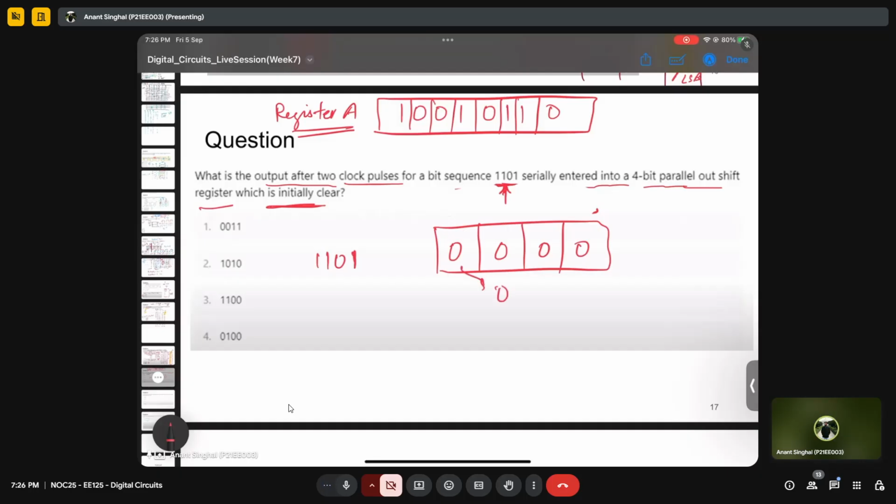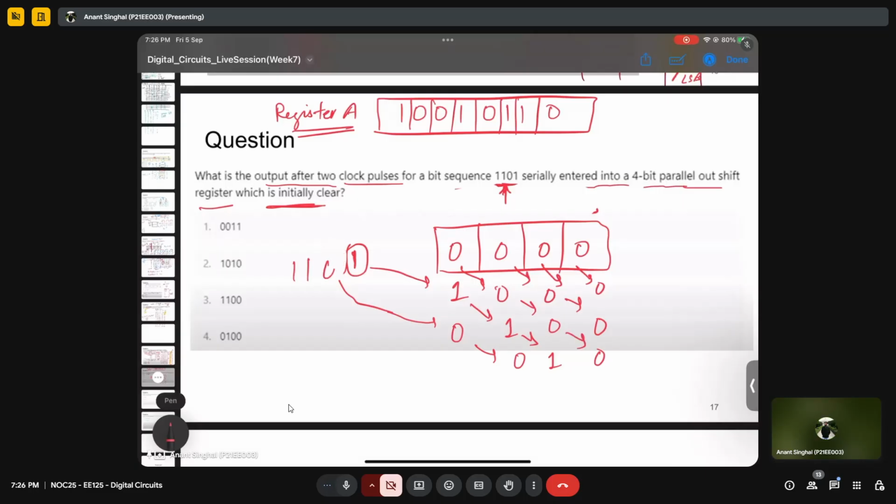So in this shift register, at the first clock it will be 0 0, and then this one will be fetched here. The next input will be 1 0 0. Then this 0 will be fetched here. Then this will be 0 1 0. Then this 1 will come here. Then it will be 1 0 1. Then this one will come here.